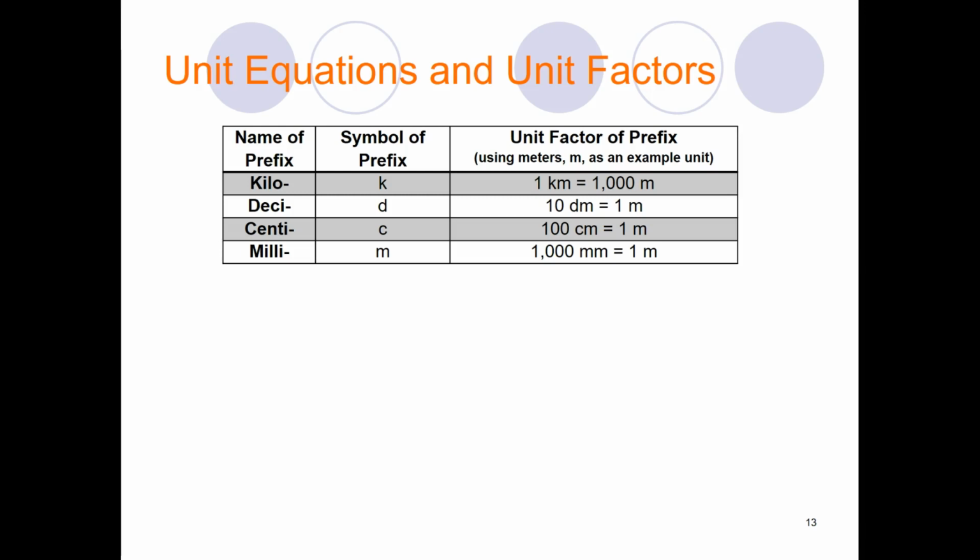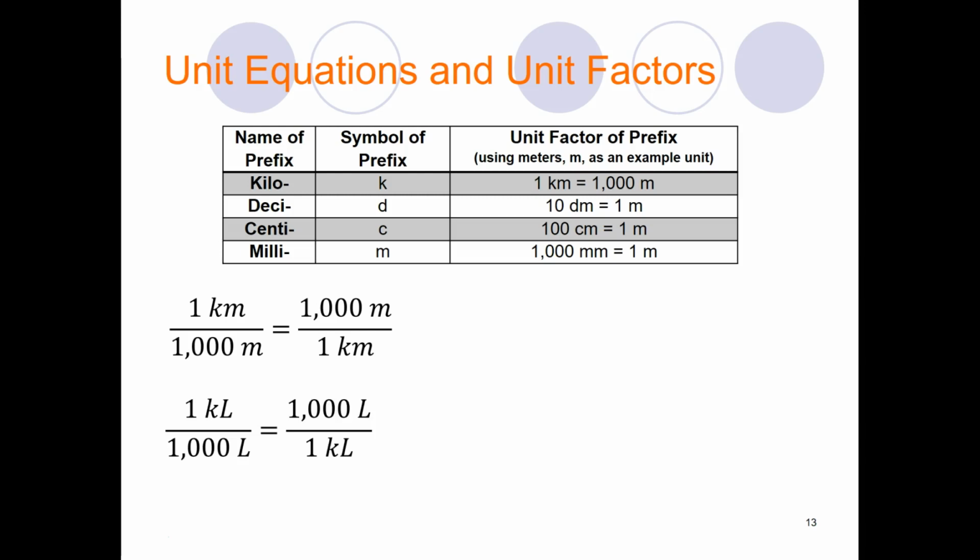Okay, so I'm going to start with the kilometers. We're going to start with the top one. It says 1 kilometer equals 1,000 meters. So I could write that 1 kilometer equals 1,000 meters, or 1,000 meters equals 1 kilometer. Again, the great thing about these metric prefixes: 1 kiloliter equals 1,000 liters, 1,000 liters equals 1 kiloliter. All that I changed was instead of using the unit meters, I used liters. But if you notice, nothing else changed about it.